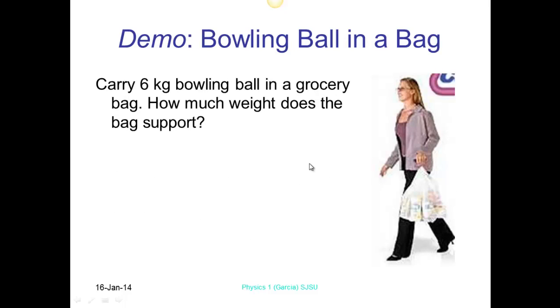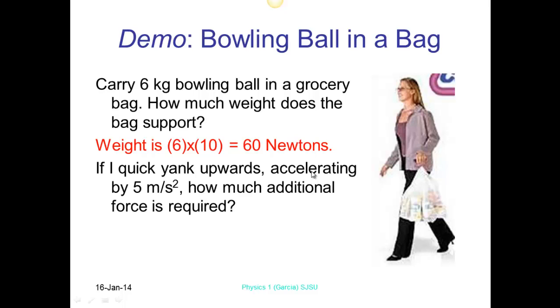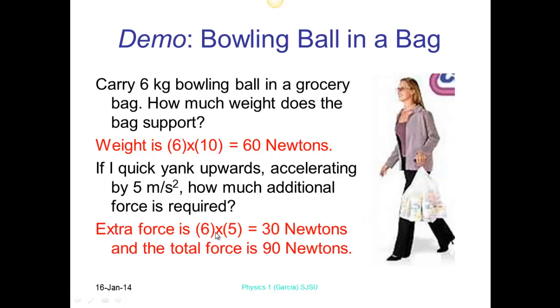So here's a little example. If we're carrying a bowling ball in a shopping bag, how much weight does the bag support? Well, the weight is equal to 6 kilograms times 10, which is the acceleration, so it's 60 newtons of force. Now, if the lady quickly yanks that bag upwards at 5 meters per second squared, what additional force is required by the bag to support the ball? Well, we know that 6 times 5 is 30, 30 plus 60 is 90, so that bag now needs to support 90 newtons of force.